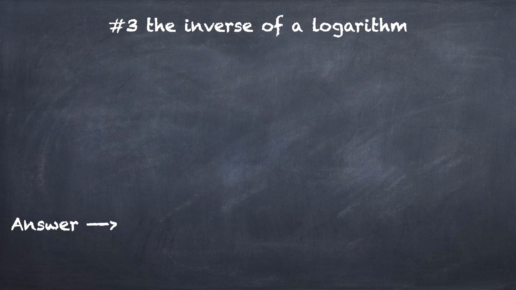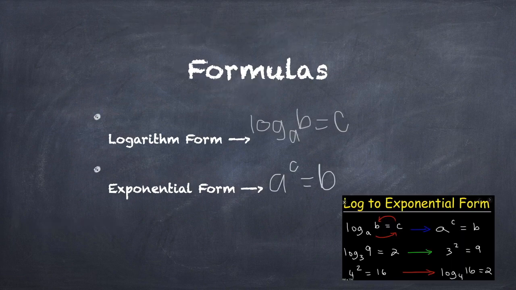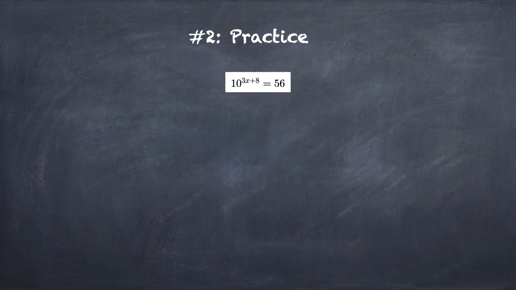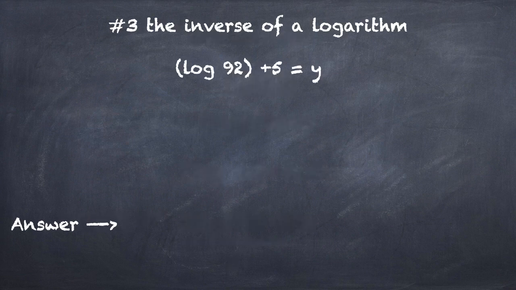Number 3, the inverse of a logarithm. This one is log of log 92, close parentheses, plus 5 equals y. Like we saw in the previous slides, right here you see a to the c equals b, and a is the base, c is the outside, which is the exponent, and b is the result. Okay, so going back to number 3, which is the inverse.